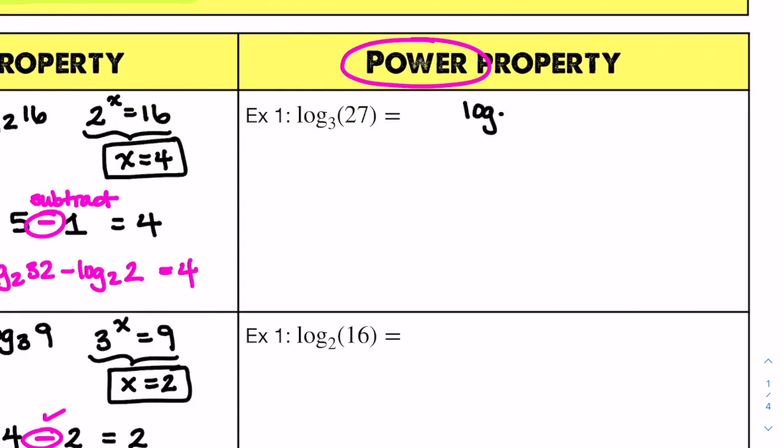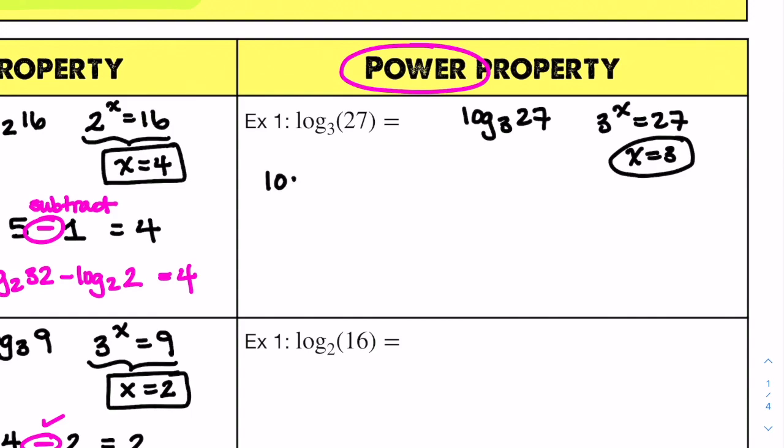So again, not a crazy log, something we could very easily solve. I think we already did this one actually. So we could say 3 to what power is 27? And that would tell us power 3. But could we write this as a power? So could we have log base 3 of, and what's a way that I could express 27 as a power?